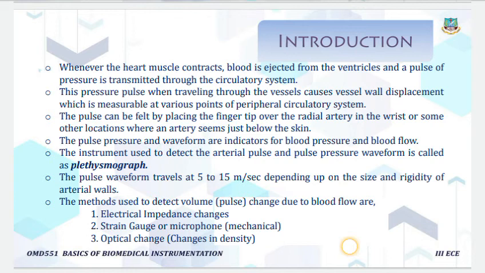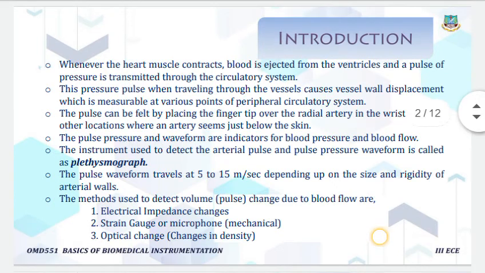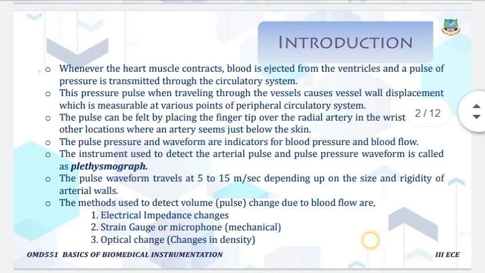So how are we measuring this pulse rate? There are various methods we use to detect the pulse change due to the blood flow. Of these there are three methods: the electrical impedance change method, the strain gauge or microphone method, which is also a mechanical method, and the optical change or change in density method. These are the three methods we are going to study. Of these, the third one, the optical change or change in density method, is what we commonly use now. Let's see in detail.